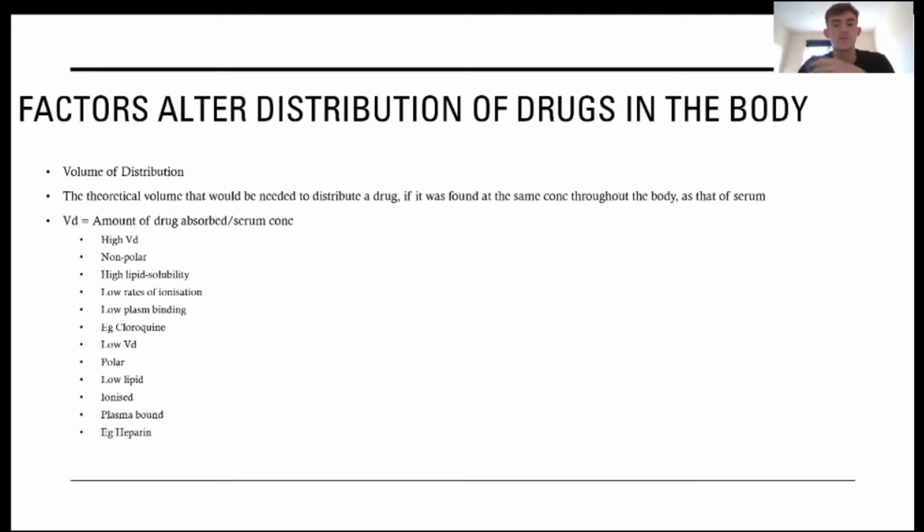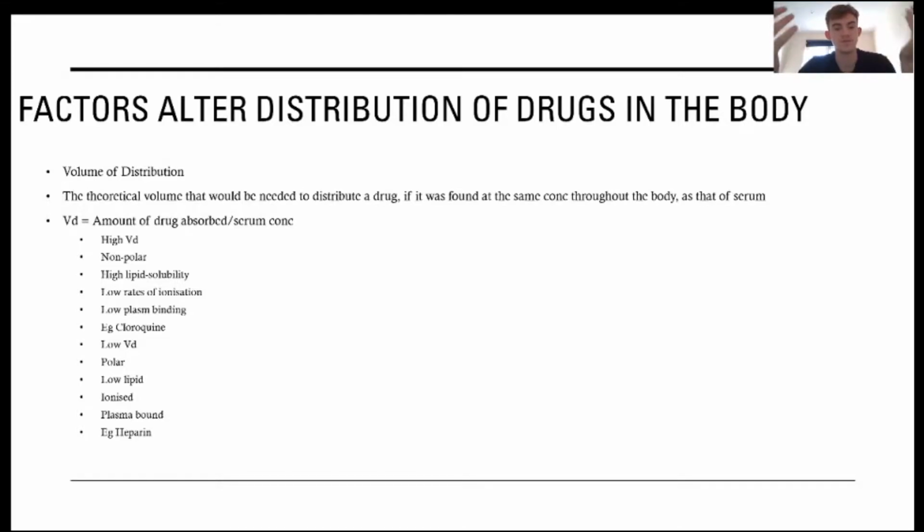Then we've got this volume of distribution, which basically predicts how much drug will get into the body. So we've got this theoretical volume that would be needed to distribute a drug if it was found at the same concentration throughout the body as that of serum volume. So how do we work that out? That's basically the amount of drug absorbed, in grams, over the serum concentration.